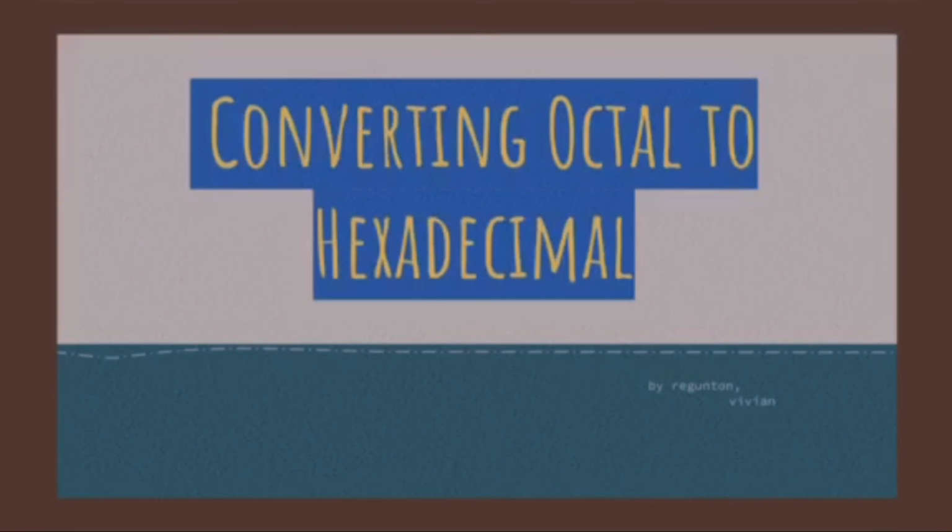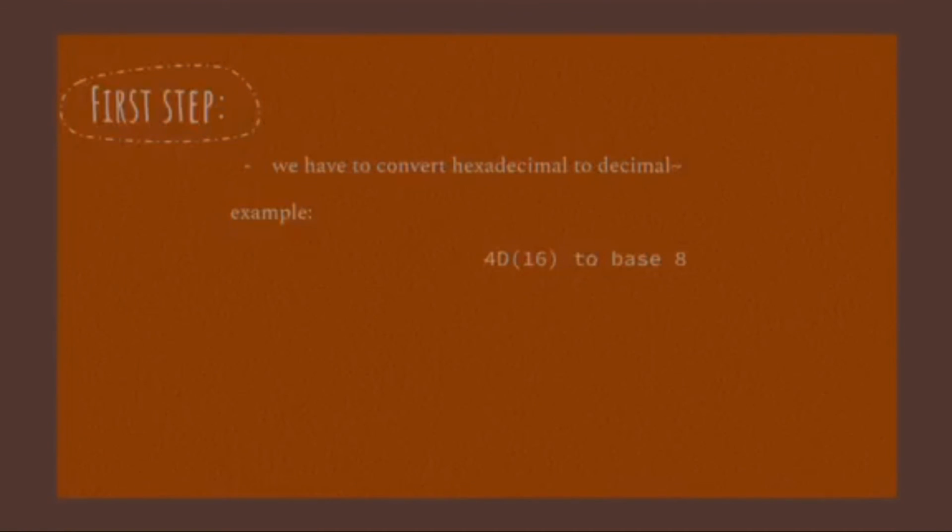Hi, my name is Evelyn, and I will be the one to teach you how to convert octal to hexadecimal. So first and foremost, we have to convert hexadecimal to decimal. And my given example is 4D base 16.